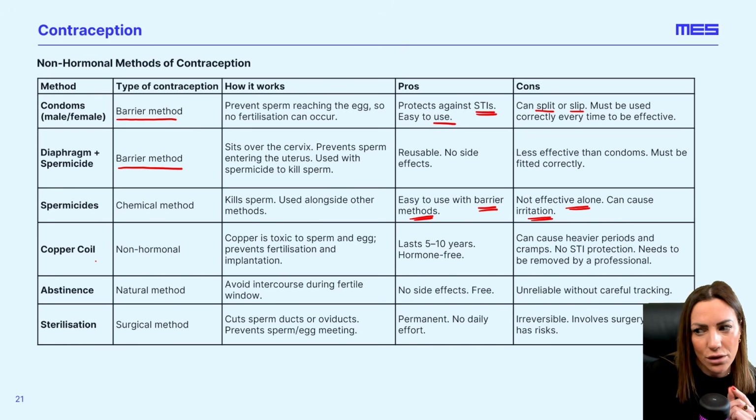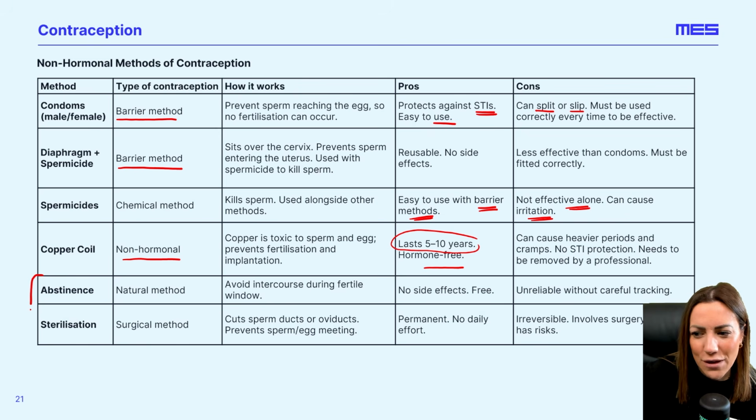There's a type of coil, it's a non-hormonal type of coil, which basically sits inside the female uterus. The copper is toxic to sperm and eggs. It prevents fertilization, it prevents implantation. It can last for up to 10 years. And this is hormone free, so it has few side effects. It lasts a long time. However, it can cause heavier periods. There's no sexually transmitted infection protection. It needs to be removed and put in by a professional, can cause cramps. But the big pro there, I suppose, is the length of time that it lasts for.